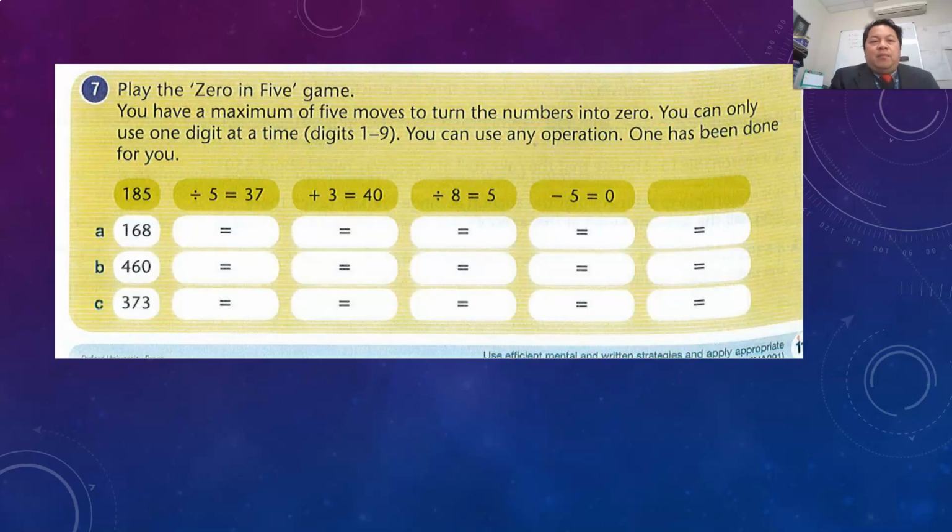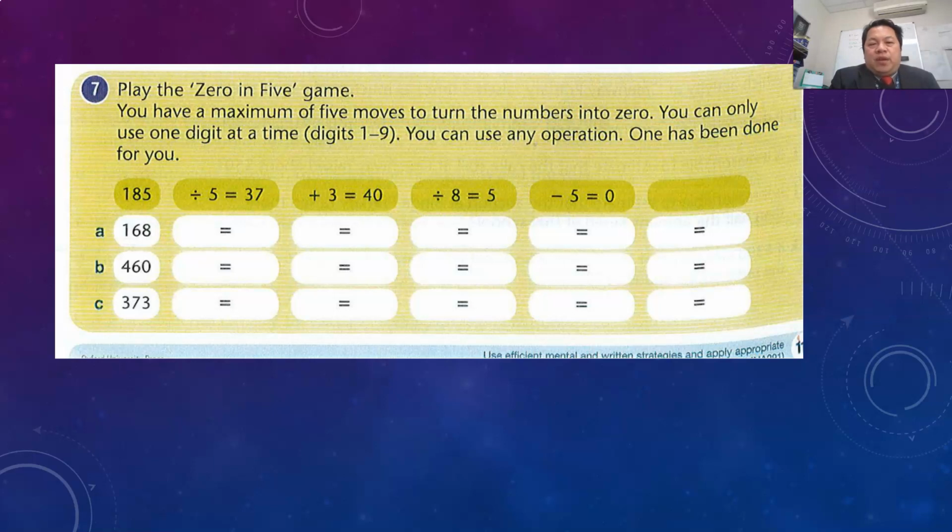And then after that, play the 0 in 5 game. Using this concept, what do I mean by that? You have a maximum of 5 moves to turn the number into 0. You can only use one digit at a time, 1 to 9. You can use any operation. One has been done for you.